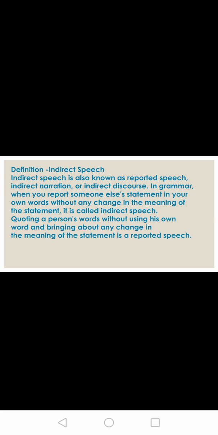Now, what is indirect speech? Indirect speech is also known as reported speech, indirect narration, or indirect discourse. In grammar, you report someone else's statement in your own words without any change in the meaning. Now we are repeating someone else's words, but we are not changing the meaning. We are just changing someone else's statement into our own words, but not changing the meaning. This is called indirect speech. Quoting a person's words without using his own words and without bringing about any change in the meaning of the statement is reported speech. We are repeating someone else's words, not changing the meaning, but speaking in our own way.